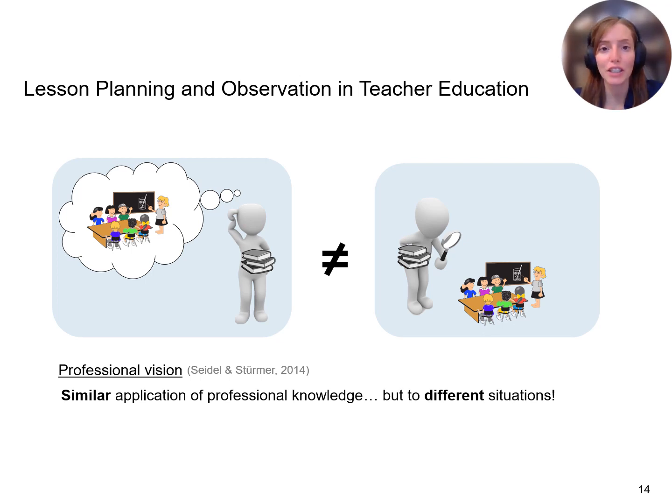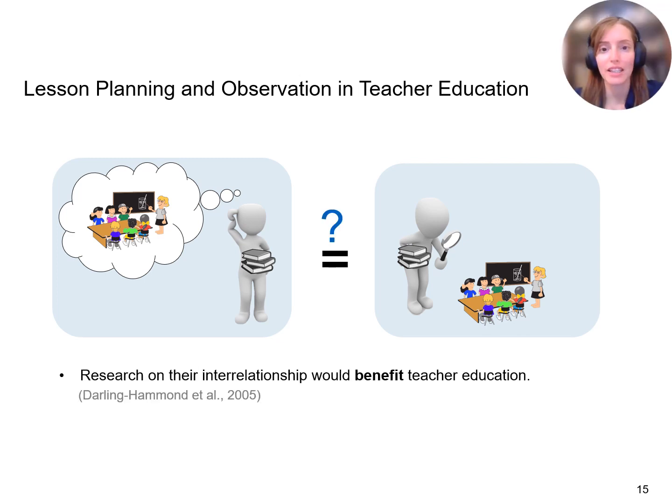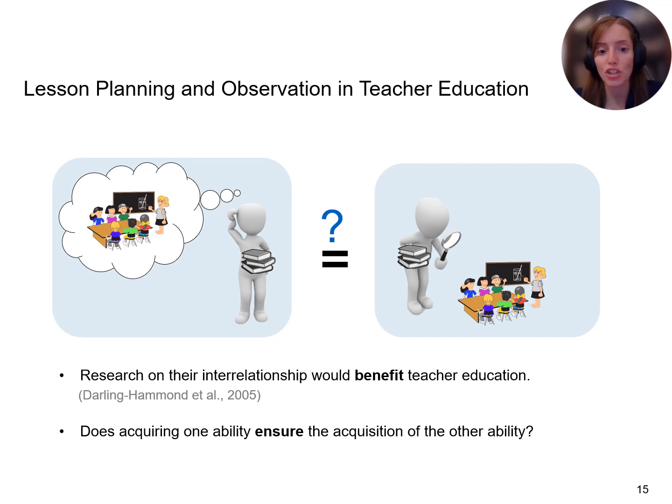On the other hand, a difference between planning and observation is that they require the application of professional knowledge to different situations. Planning involves envisioning or mentally simulating actions, whereas observation involves continuously processing external information. A greater understanding of their similarities and differences would be useful for developing curricula that support preservice teachers in connecting theory with practice. To be specific, does acquiring one ability ensure the acquisition of the other ability? This research gap was also addressed in my doctoral thesis.